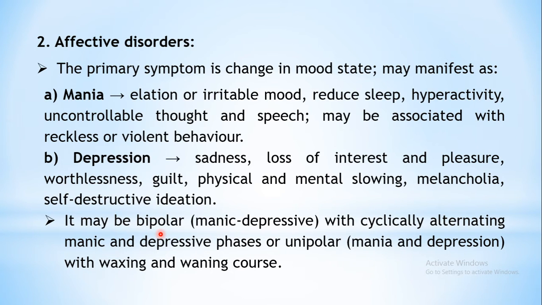Now bipolar, or cyclic mood disorders as they are known. Bipolar meaning here the person is suffering from both these situations. Manic depressive situation it is known as, meaning for some time the person may suffer from mania, another time the person may suffer from depression. So cyclically the person will suffer from mania as well as depression. So it is known as cyclic bipolar disorder. So either both the situations may exist in the same person, or it may be unipolar. That is, either the person will suffer from mania, or the person may suffer from depression. So this is affective disorder.